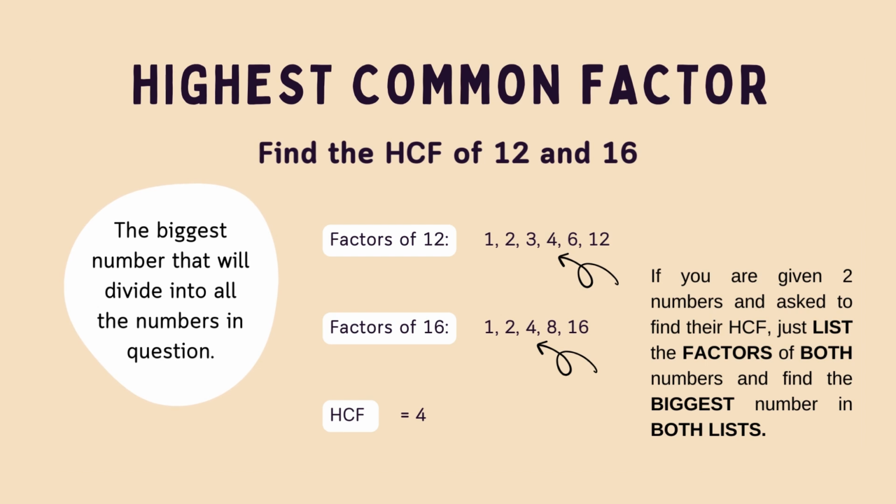Now let's go on to find the HCF. If you have two numbers and you're asked to find the HCF, you list the factors of both numbers and you find the biggest number in both lists. Now the factors of 12 are 1, 2, 3, 4, 6 and 12, and the factors of 16 are 1, 2, 4, 8 and 16. We have 1 in both, we have 2 in both, and we have 4 in both. So the highest of the common factors is 4. So our HCF will be 4.